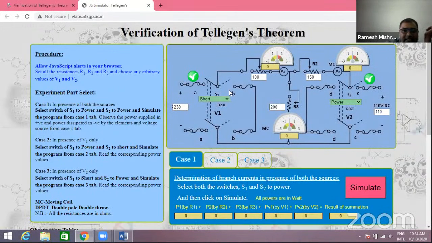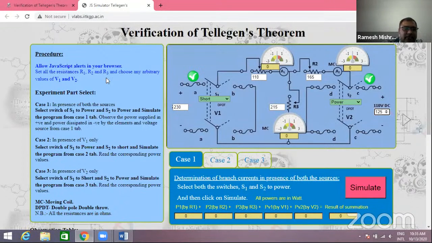First value we can set here. V1 is equal to 230 volt. The resistance R1 is equal to 110 ohm, and the second resistance is equal to 165 ohm. The third resistance is 215 ohm, and this voltage is equal to 125 volt. Now, after setting these values, we can perform the virtual lab like this.